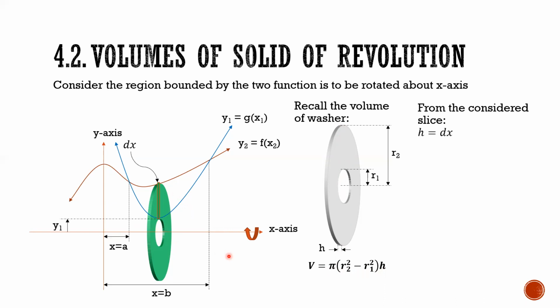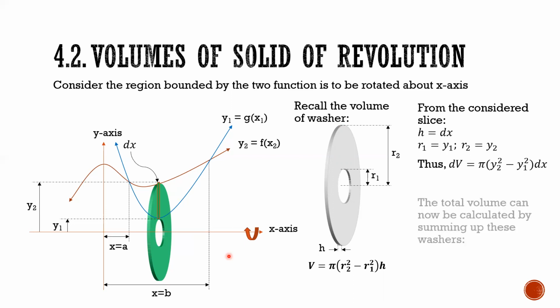The inner radius is going to be represented by y1, while the outer radius is going to be represented by y2. So therefore, following the formula for the volume of a washer, we can say that the differential volume of the solid of revolution is going to be pi times (y outer squared minus y inner squared) times dx. Again, if we want the total volume, all we have to do is to sum these washers or integrate.